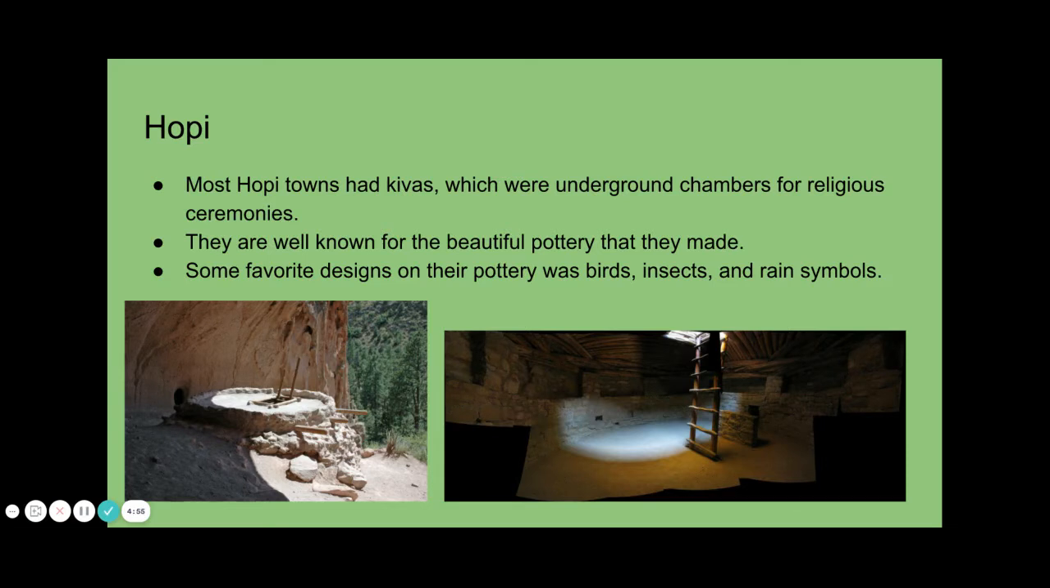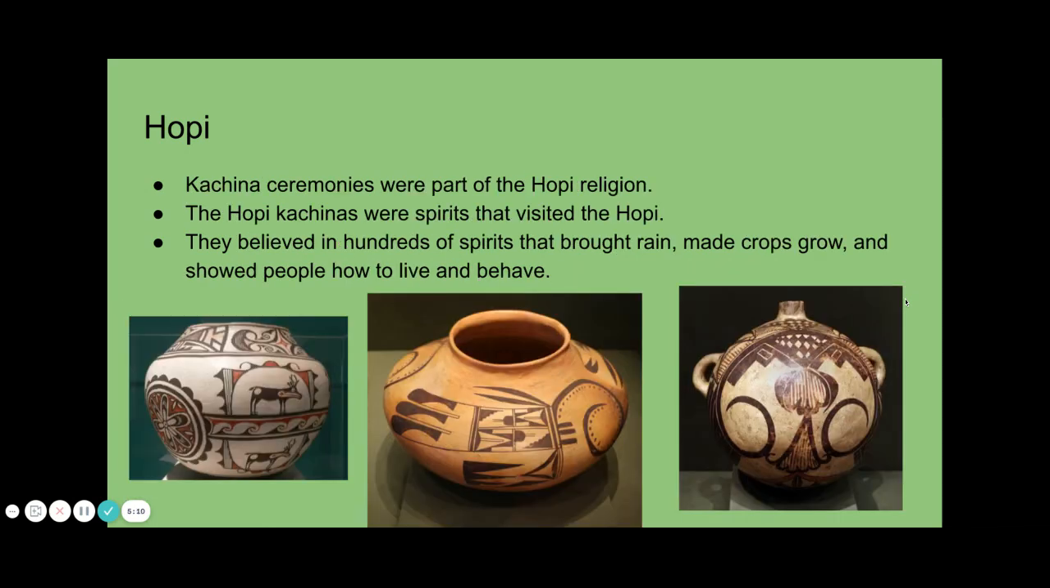Most Hopi towns had kivas, which were underground chambers for religious ceremonies as well. Okay, look how cool this picture is right here on the right. They were well known for their beautiful pottery, and some of their favorite designs were birds or insects or rain symbols. Okay. They also had ceremonies called kachina, which were part of the Hopi religion. The Hopi kachinas were spirits that visited the Hopi. They believed in hundreds of spirits that brought rain, made crops grow, and showed people how to live and behave.